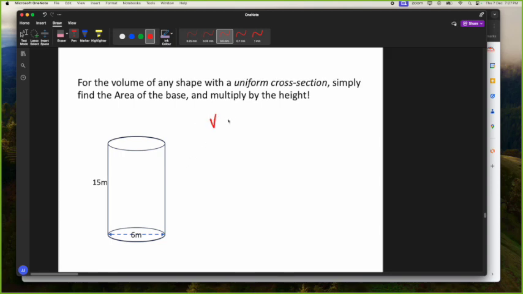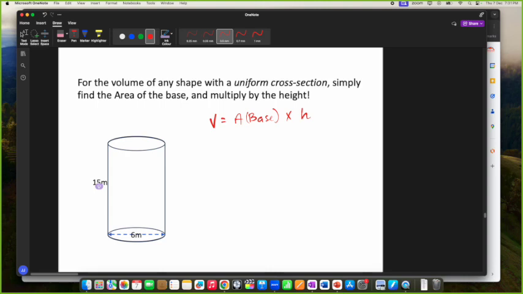So remember, the volume of anything with a uniform cross section will be the area of the base multiplied by the height. And this is a uniform cross section because if I was to cut it here, you will see a circle the same as the base. No matter where I cut it, the circle will be the same as the base. But just remember that the base in this case is a circle. So what is the area of a circle? The area of a circle is pi r squared. And then of course you had to multiply it by the height.